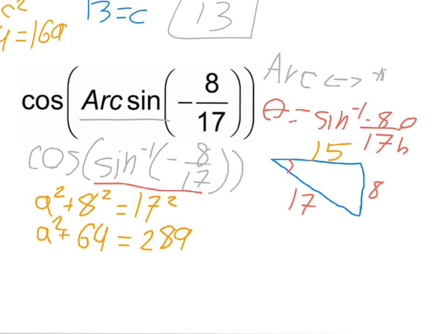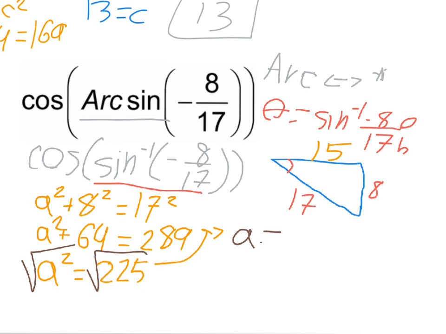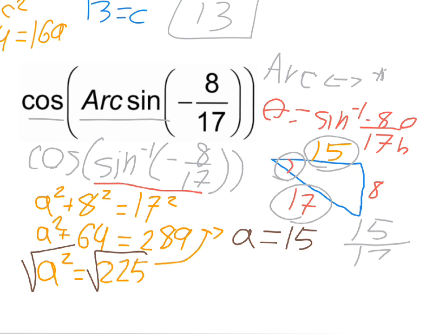Subtract 64 from both sides. We get a squared is equal to 225. If we take the square root then of both sides, we get a is equal to 15. So we want to find what the cosine is of this angle. The cosine is my adjacent side of 15 over my hypotenuse of 17. So 15 over 17 is my final answer.